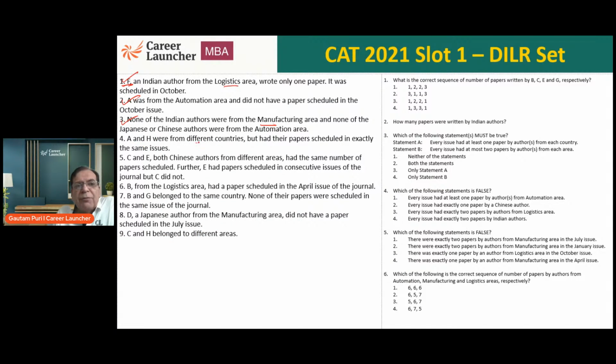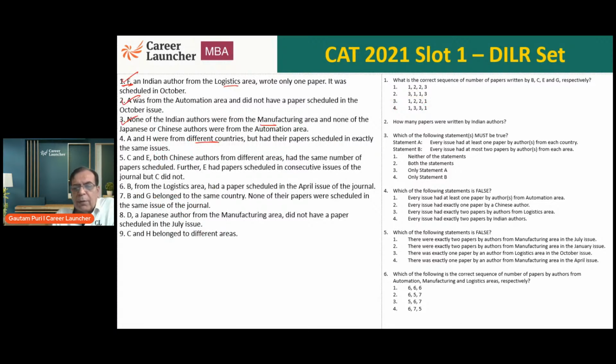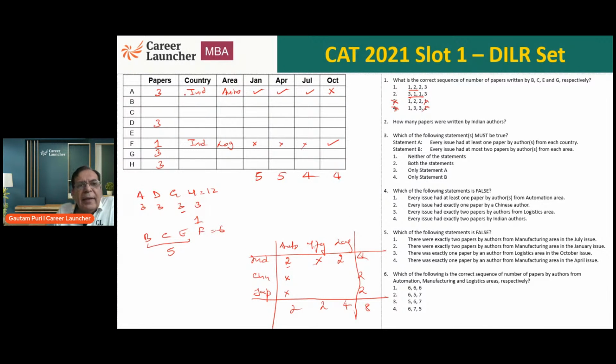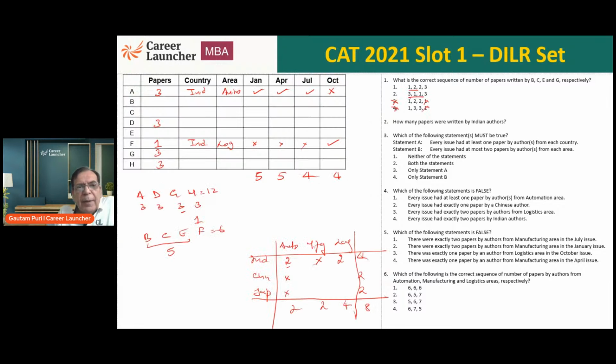A and H were from different countries. A is automation. Automation is only India. So A is from India. Anyone who's only automation has to be India. So A is from automation. It says A and H are from different countries. So A is India. H then means either Japan or China. It's either Japan or China. We don't know.